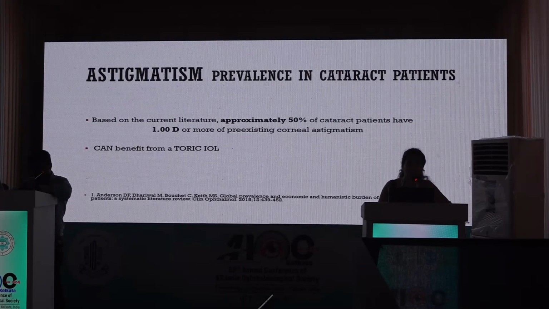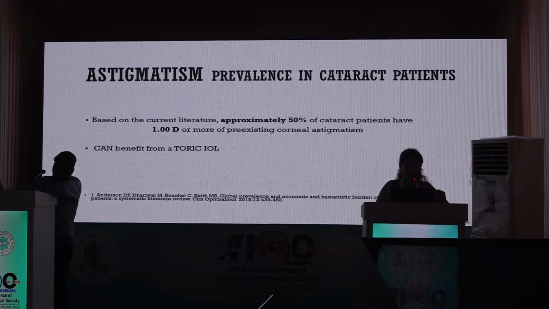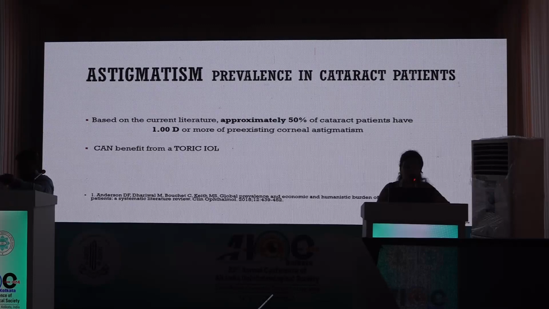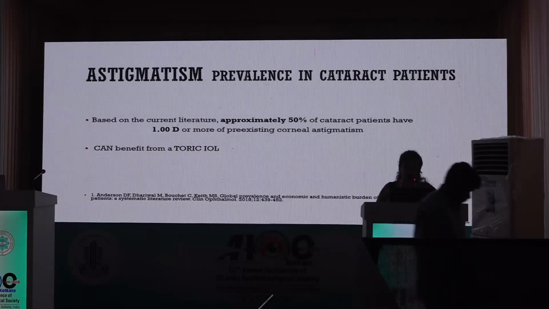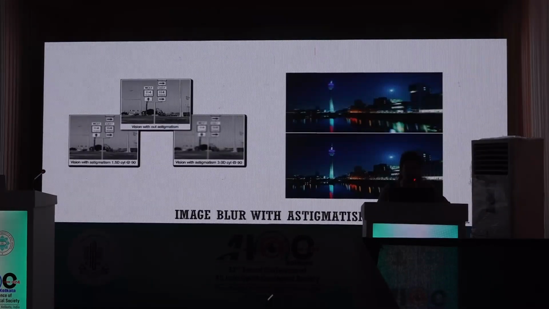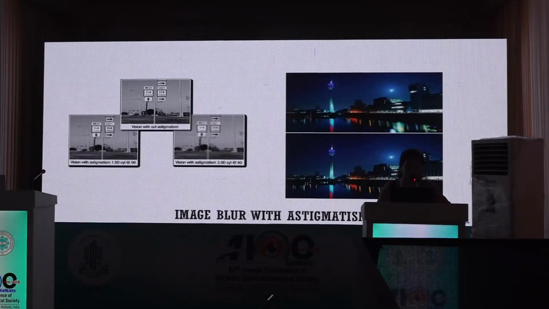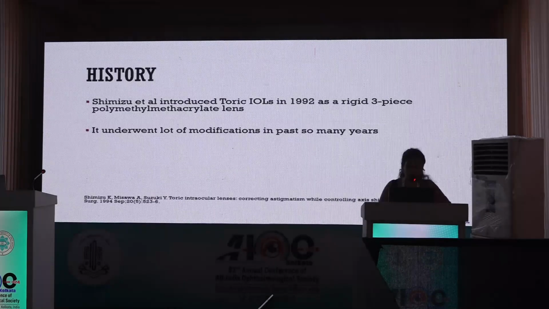Astigmatism prevalence in cataract surgery, as we all know, is that approximately 50% of cataract surgery patients will have one diopter or more of pre-existing corneal astigmatism. These are the patients who will benefit from a toric IOL, so we need to address this issue. Vision with even a small amount of cylinder will not be as crisp as without astigmatism. Your daytime vision and also the nighttime vision will be slightly distorted or blurred when there is a little amount of astigmatism remaining.